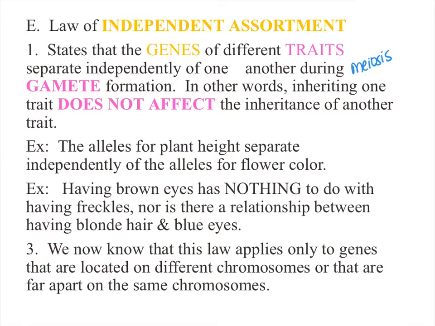So that is what the law of independent assortment says. It's saying that all your different traits are going to be separated out differently, or independently, during meiosis. Both of these laws are going to happen during meiosis. So technically speaking, inheriting one particular trait is not going to be linked to the inheritance of another trait.